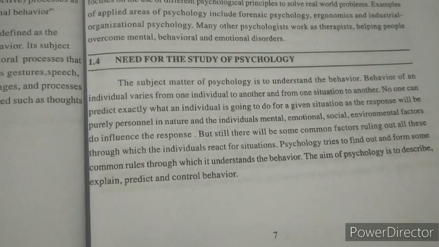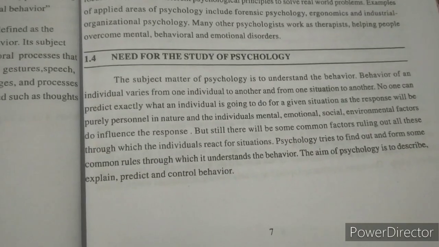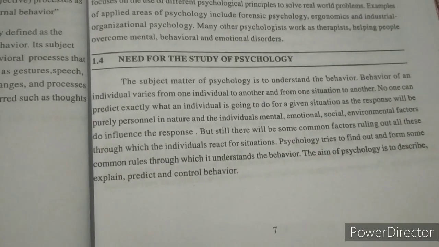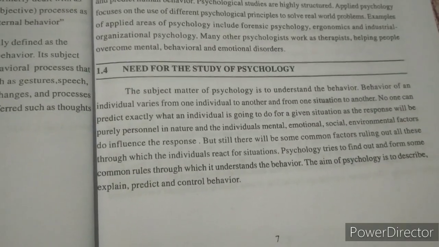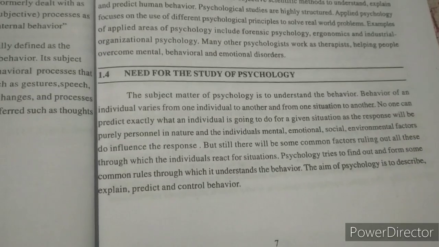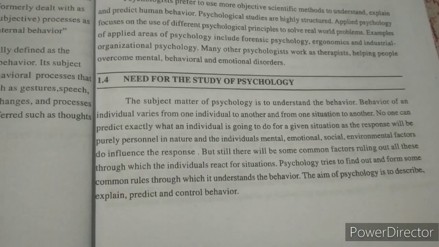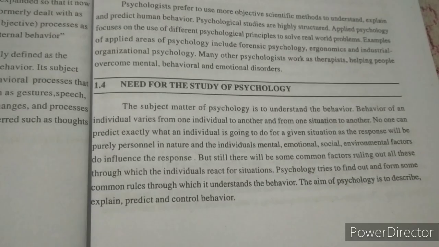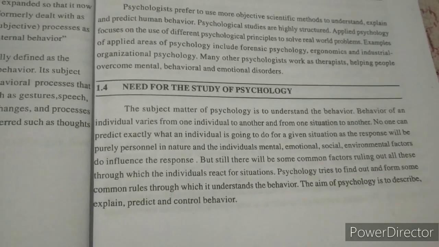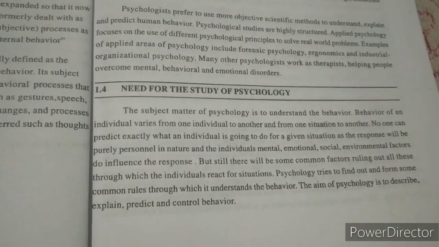No one can predict exactly what an individual is going to do in a given situation, as the response will be purely personal in nature, and the individual's mental, emotional, social, and environmental factors do influence the response. But still, there will be some common factors ruling through which individuals react to situations. Psychology tries to find out and form some common rules through which it understands behavior. The aim of psychology is to describe, explain, predict, and control behavior.